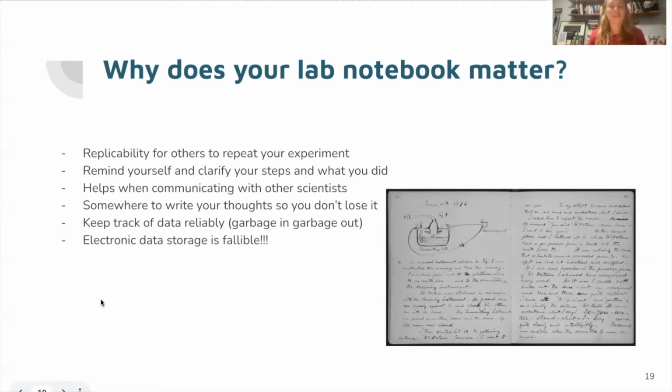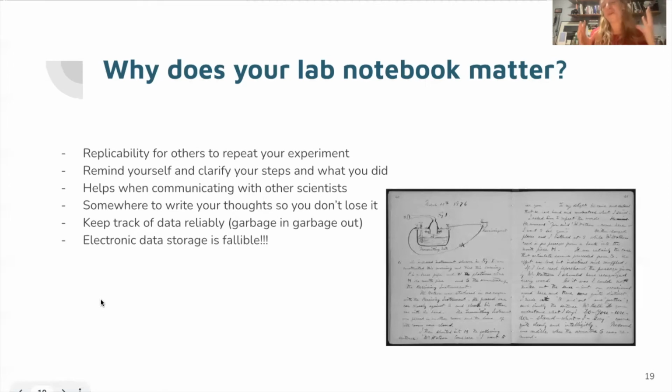And it also just reminds you of what you did, because your memory isn't perfect, and it clarifies. So when you're writing things up and when you're talking to other scientists, you know what you did and what you were thinking. It gives you somewhere to write your thoughts so that you don't lose them. I mean, you're going to spend quite a bit of time thinking about your experiment, operationalizing your variables, and why you're doing each step. It's just worthwhile to write it down and reliably keep track of your data.